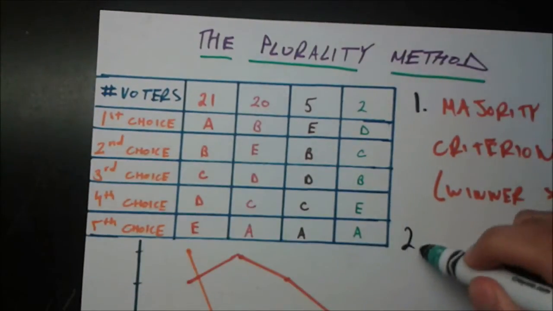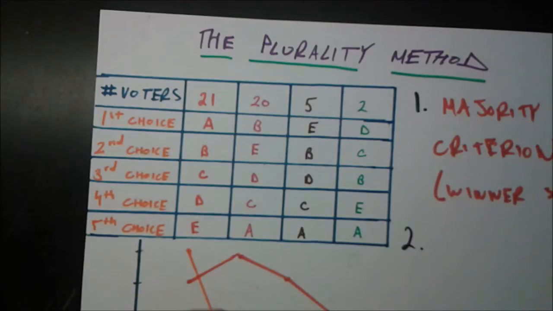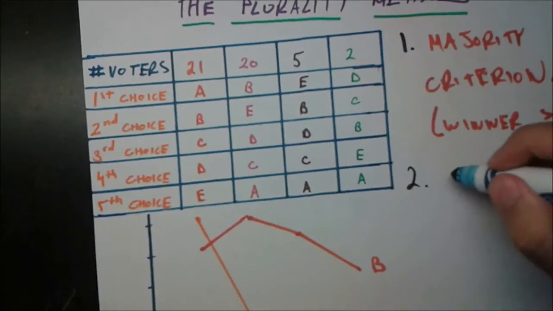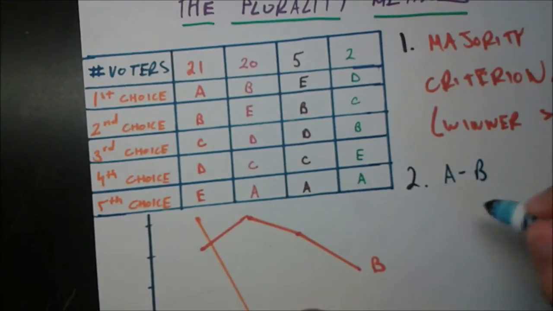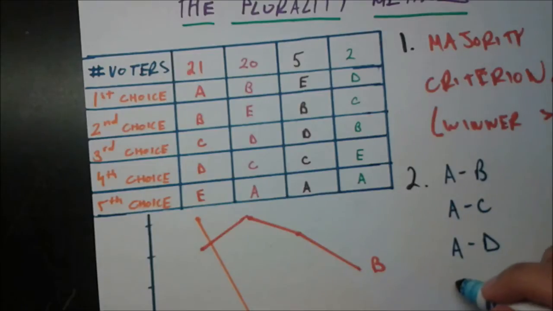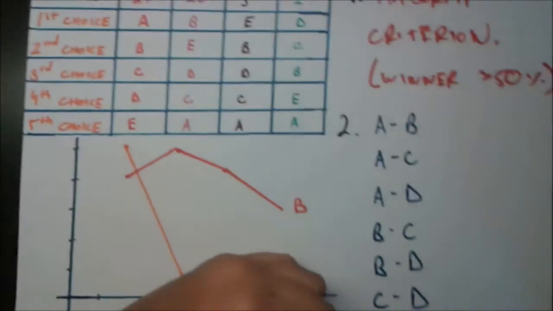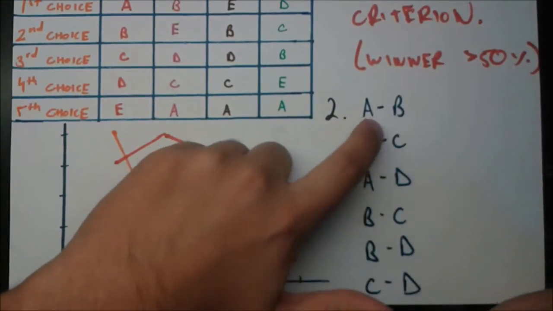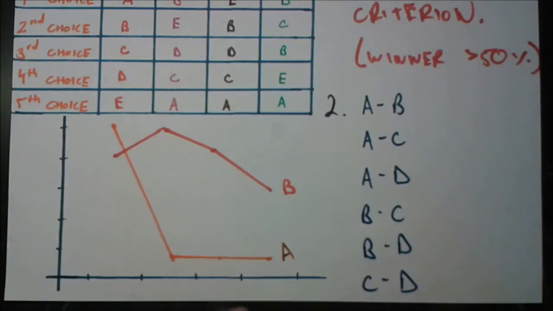What's the second shortcoming? Well, in this, we're going to have to do a little bit of analysis. We're going to compare each candidate head to head. So we're going to compare A with B, A with C, A with D, B with C, B with D, and C with D. The reason I didn't do a BA comparison here is because we already did an AB comparison, so that's already been done. So what are we going to do with each of these?